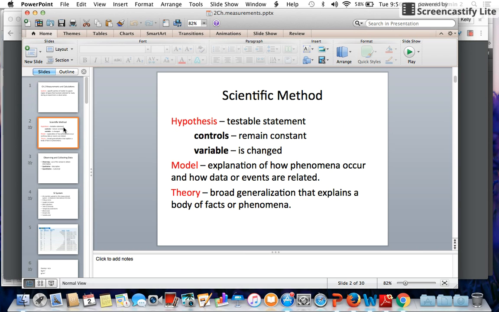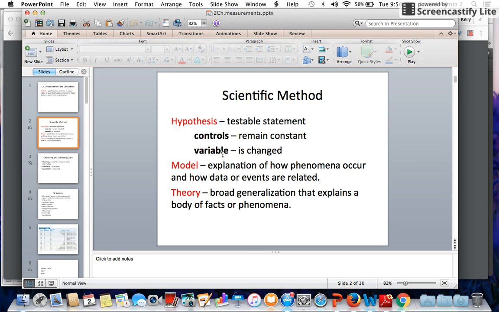So going through the scientific method, we're going to be using this throughout the year. As you know, scientists come up with a question or a problem. That's what starts the scientific method. And through that, you come up with a hypothesis, and this hypothesis has to be tested. So it has to be testable, and you have controls that you keep constant and variables that you change.